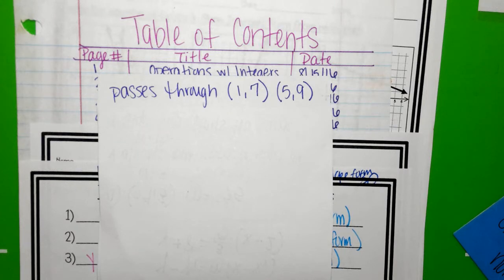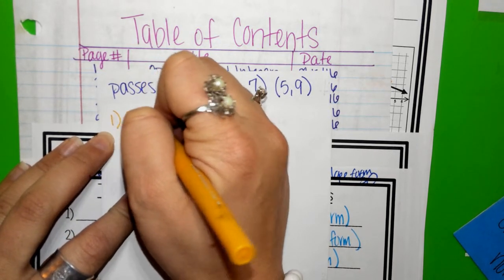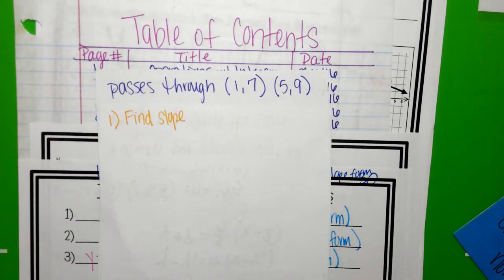All right, so step 1, find the slope without me. Use the same formula that we just did on the previous example.